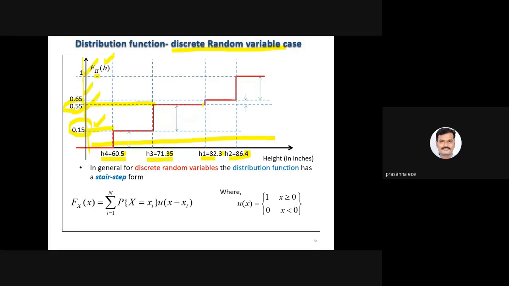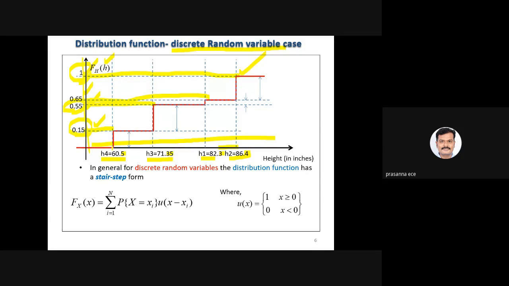The probability of students with height less than 82 inches getting selected is 0.65. And similarly, the probability of students with height less than or equal to 86 inches being selected is 1. Okay, so what does this mean? When you come to the height of 86 inches, almost all the students are below that height, right? So definitely one student will be selected. So that is why this probability has become 1.